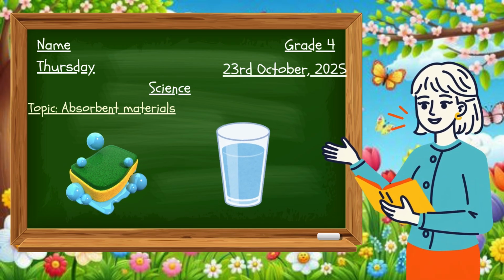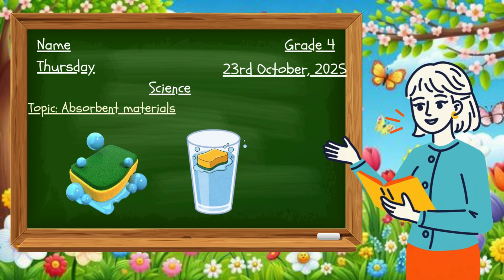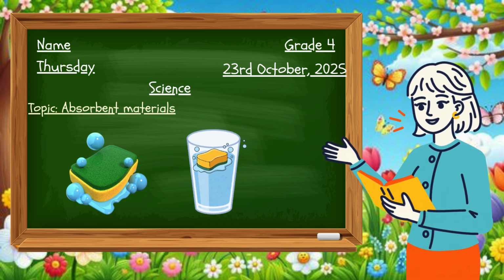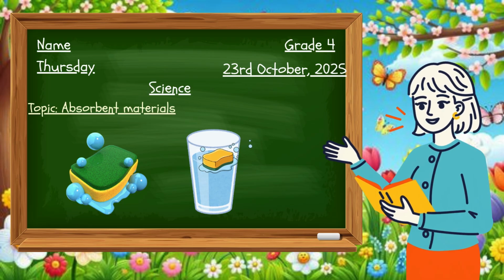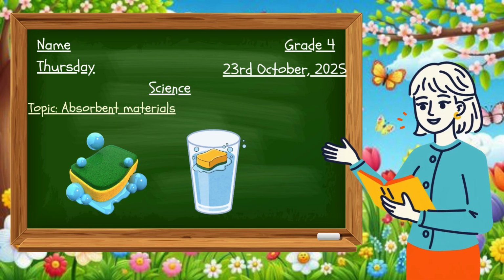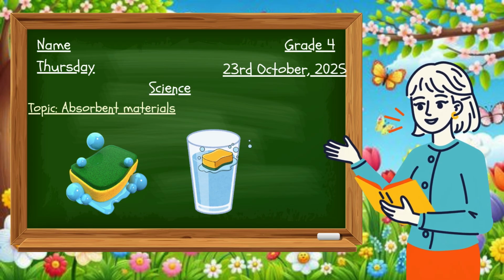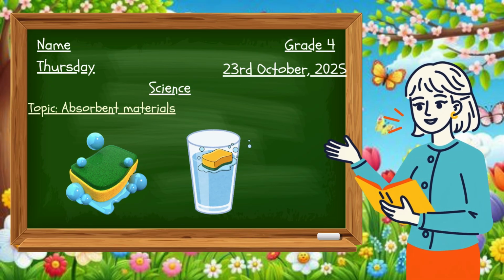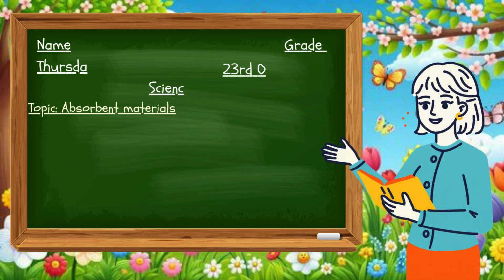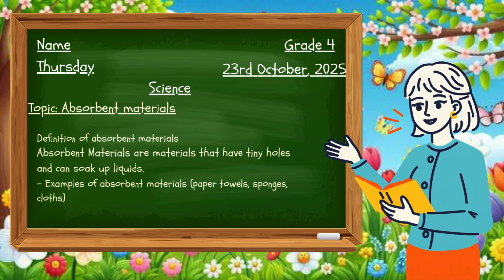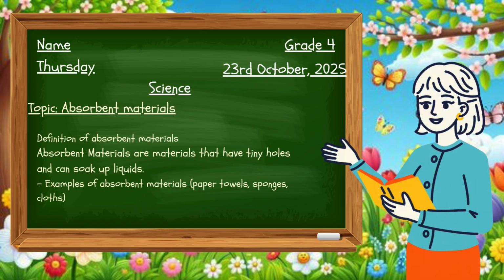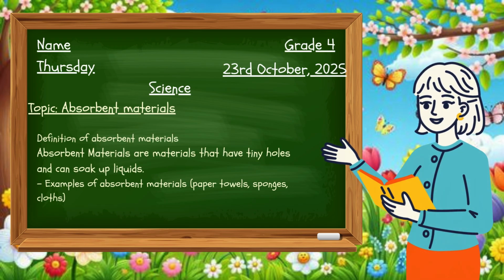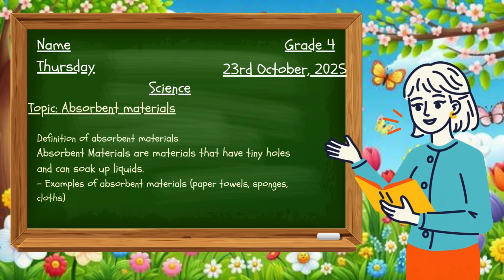When you soak the sponge in water, what happens? Yes, John. Very good. It absorbs water. So, do you know what materials are called when they absorb water? You don't? Okay, well, today we are going to look at absorbent materials. Say that for me. Absorbent materials. And absorbent materials are materials that have tiny holes and can soak up liquids.